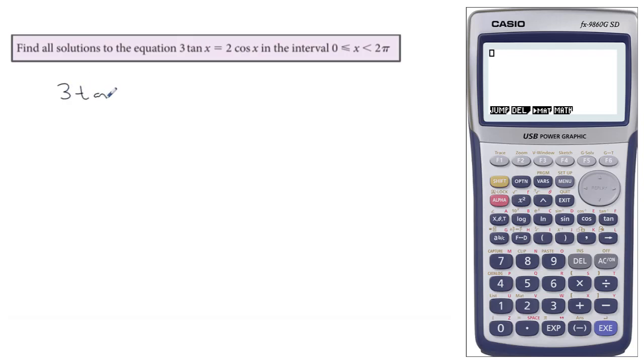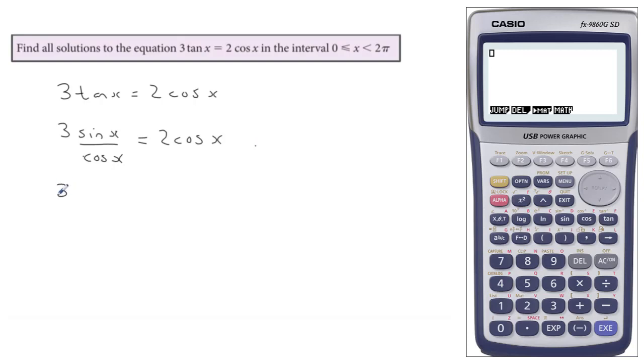3 tan x equals 2 cos x. We're going to use the standard substitution for tan x, that the second most important trig identity is tan x equals sine x over cos x. So 3 sine x over cos x equals 2 cos x. Now, looking at that, the best way to deal with this is to multiply it through by cos x. You don't want to be dividing by things, but to multiply through by something is absolutely fine. So we're going to multiply by cos x.